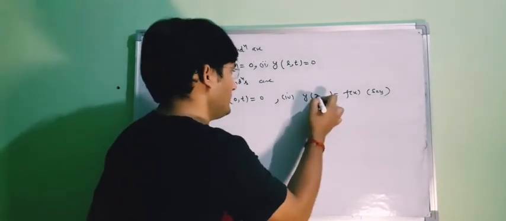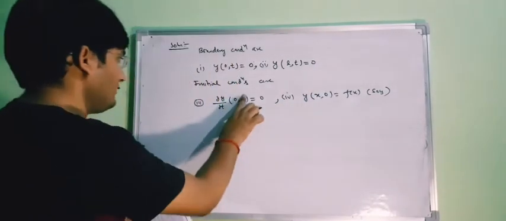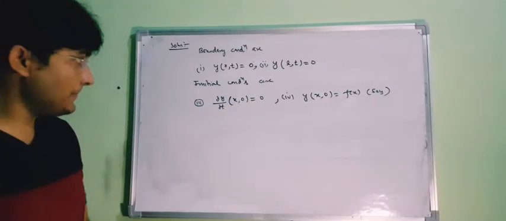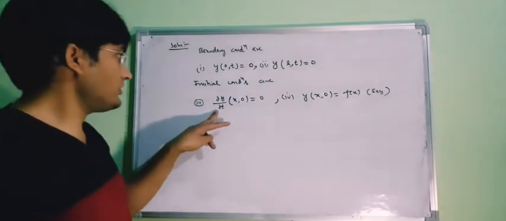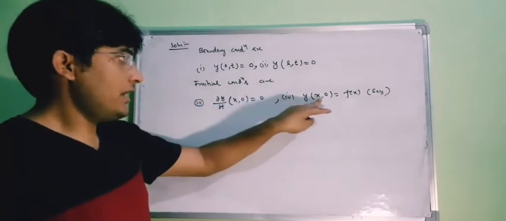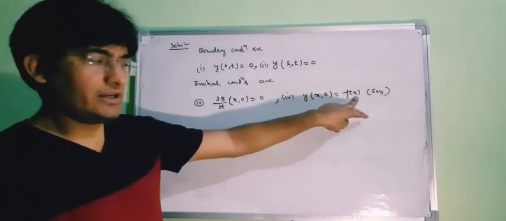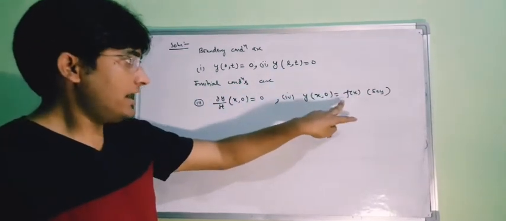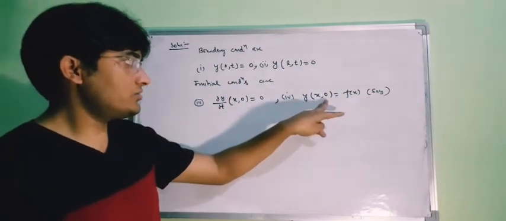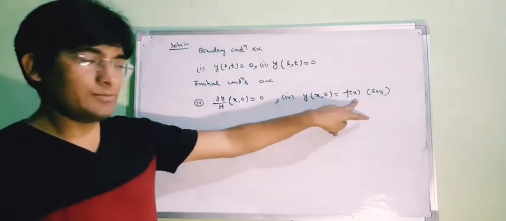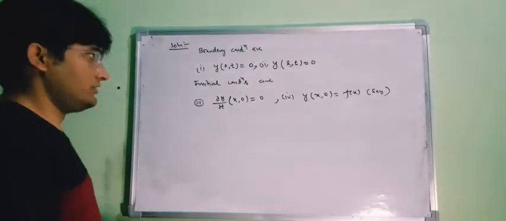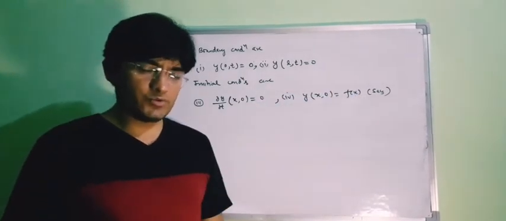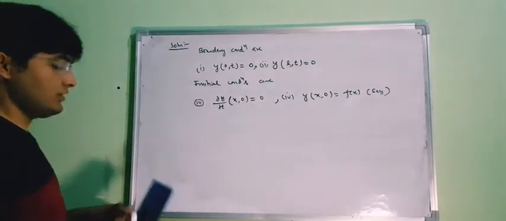That means when your time is 0, the initial velocity is given as 0, and the initial displacement is f(x). For the first part, f(x) is y naught sin cube pi x upon L, and for the second part it is kx into (L minus x). So let us find out the general solution, and then we will change the values of f(x) for both parts.